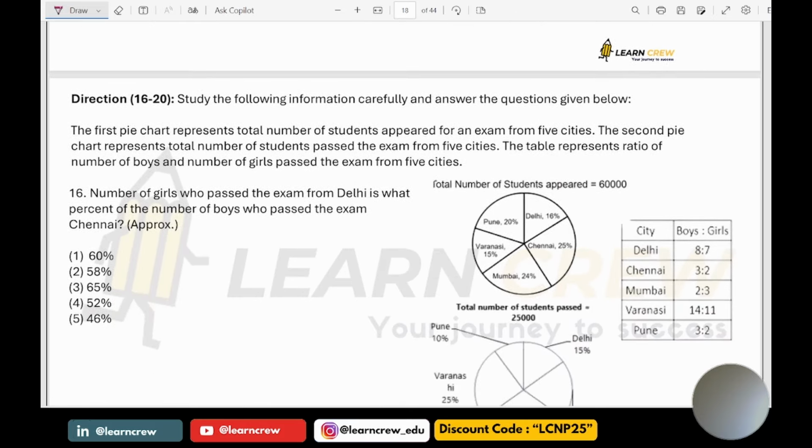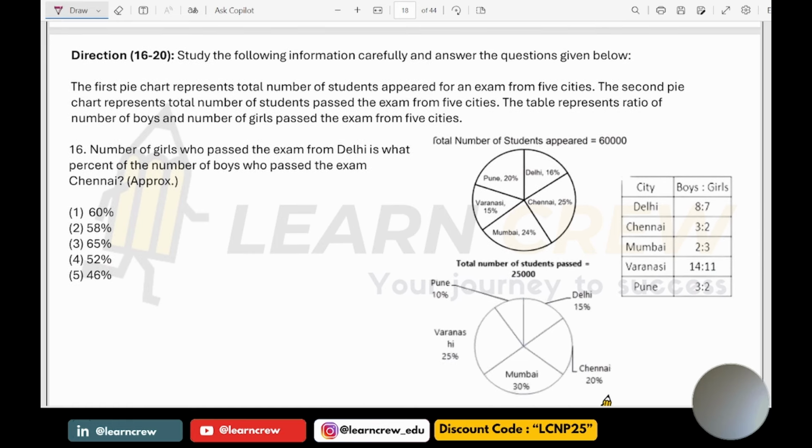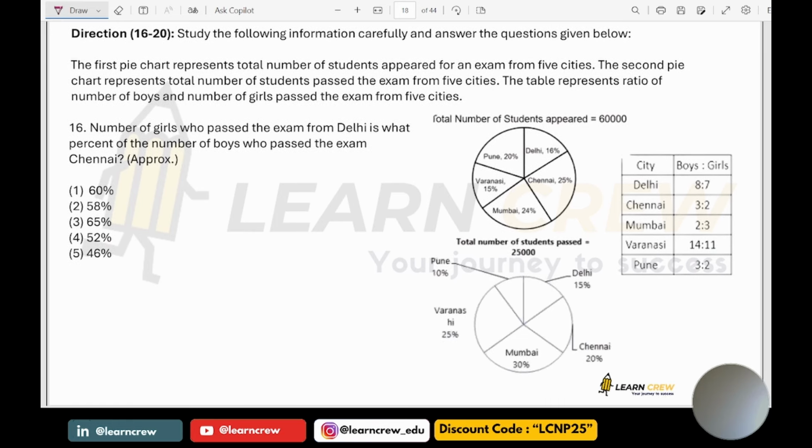Now next, based on DI, the first pie chart represents the total number of students who appeared for an exam from 5 cities. The second pie chart represents the total number of students who passed the exam from 5 cities.